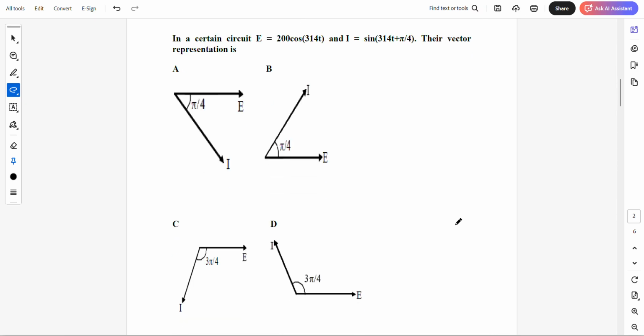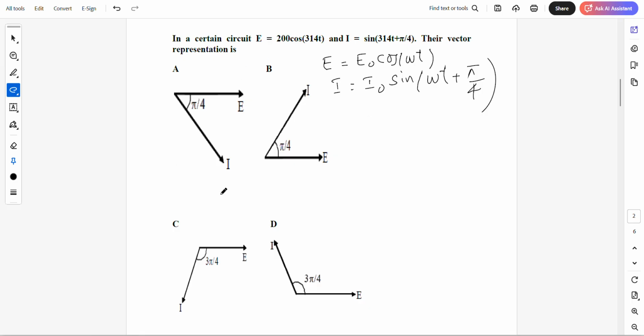In a certain circuit, E is equal to 200 cos of 314t, and I is equal to sine of 314t plus pi by 4. So E is equal to E naught cos of omega t, and I is equal to I naught sine of omega t plus pi by 4, where omega is the angular frequency and that is equal to 314 radians per second.